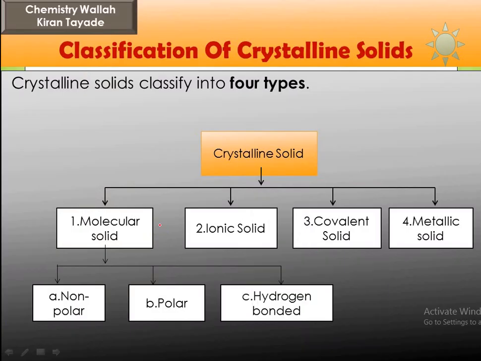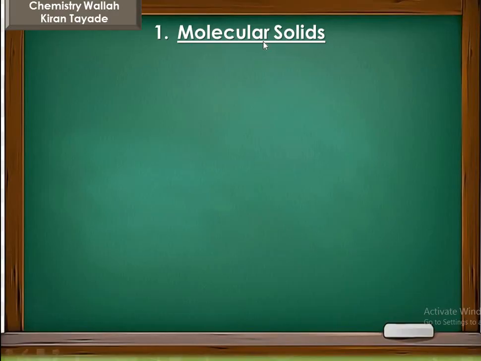Crystalline solids are classified into 4 types. First type is molecular solid, second type is ionic solid, third type is covalent solid, and fourth type is metallic solids. Molecular solids are further classified into 3 types: non-polar molecular solid, polar molecular solid, and hydrogen bonded molecular solid. We see the first type, that is molecular solid.